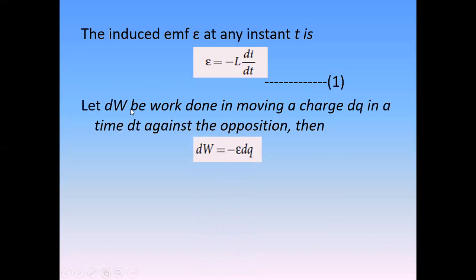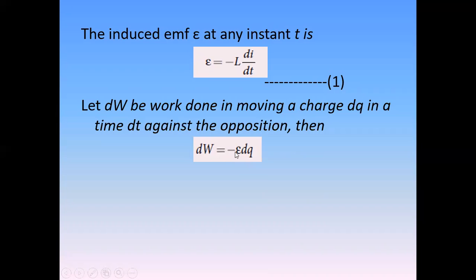Now, what is the work done? We take dW as the small work done in moving a small charge dq in a time dt against the opposition. We know work done is equal to potential into charge. Here potential is nothing but the EMF. So dW is equal to epsilon, the EMF, into charge dq.